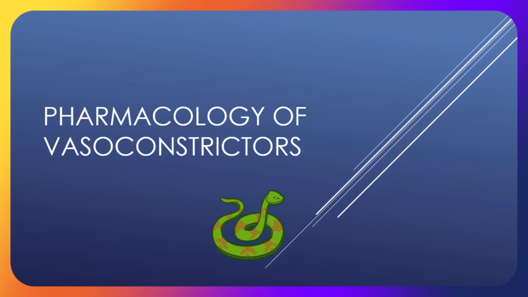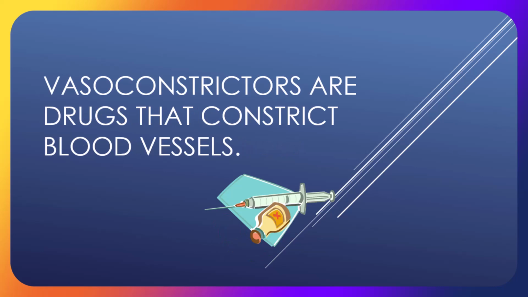In this video, I'm going to be talking about the pharmacology of vasoconstrictors and the effects of vasoconstrictors on the different receptors. In general, local anesthetics are vasodilators. We add epinephrine and levonordefrin to constrict blood vessels in the area. Vasoconstrictors are drugs that constrict blood vessels, and vasoconstrictors stimulate the action of the sympathetic nervous system, specifically alpha and beta receptors.